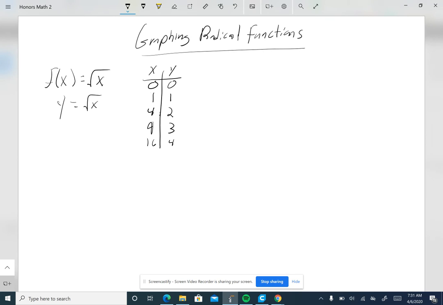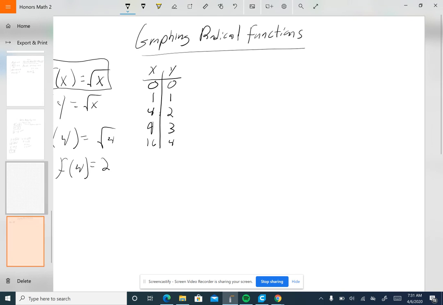And if we plug these in, I'll just be plugging in, like, f of 4 is equal to the square root of 4, which is 2, right? So f of 4 is equal to 2, okay? And it turns out that this is the parent function. This right here is the parent function of the radical, the square root function. So this is just the square root of x.